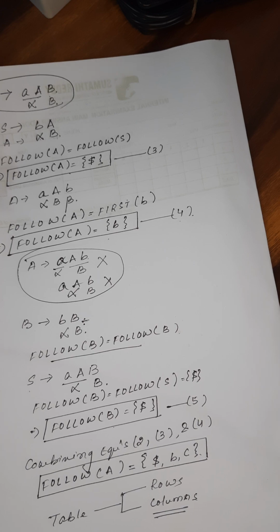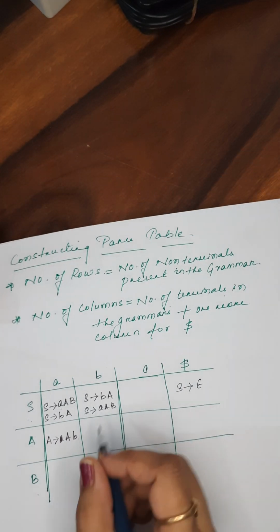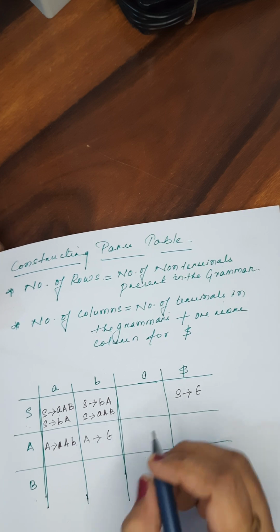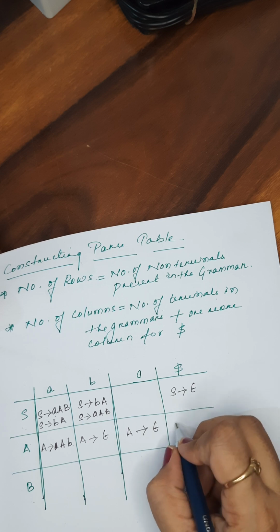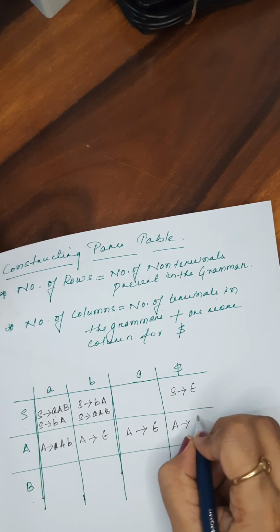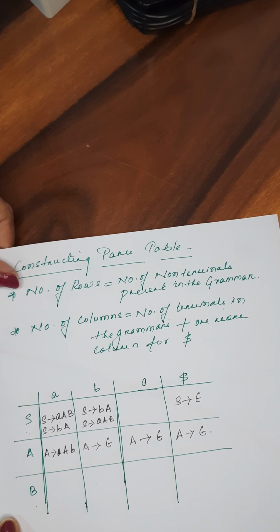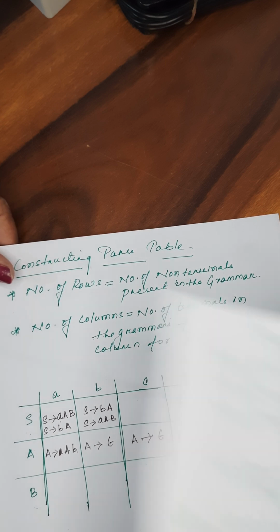So under all those terminal symbols, what will we write? Under B I will write A tends to epsilon, under C I will write A tends to epsilon, and under dollar also I will write A tends to epsilon. Okay. Now, what is the next one? The next one is B. So, look at the first of B.